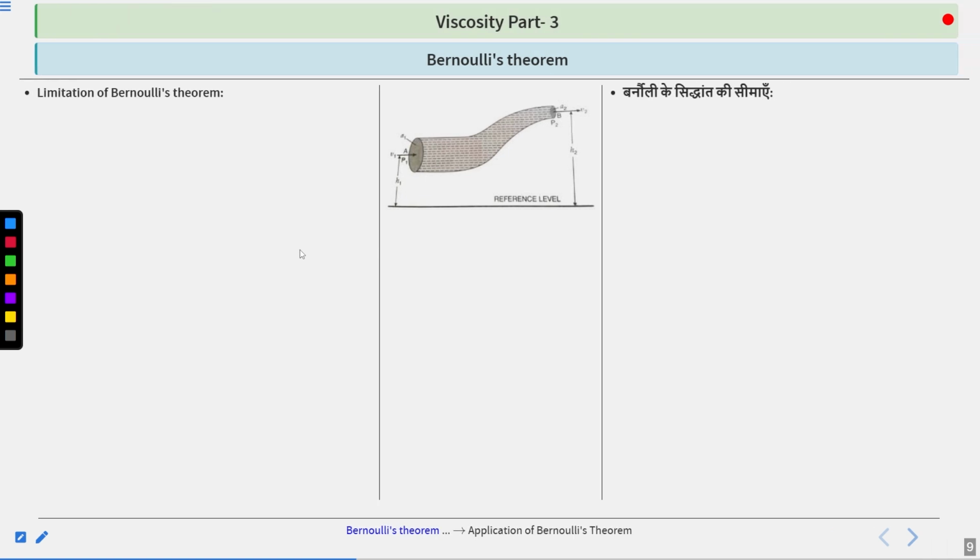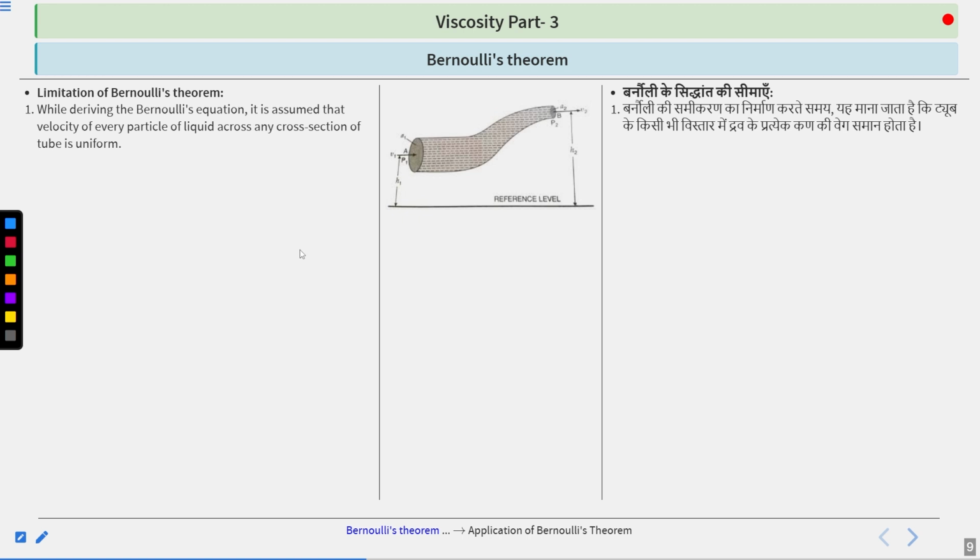Now here we have talked about Bernoulli's theorem. Let's talk about what the limitations of Bernoulli's theorem are. Like we know every theory has some advantages and disadvantages, or you can say some applications and limitations. So now it's a turn for Bernoulli's theorem. What are the limitations of Bernoulli's theorem?